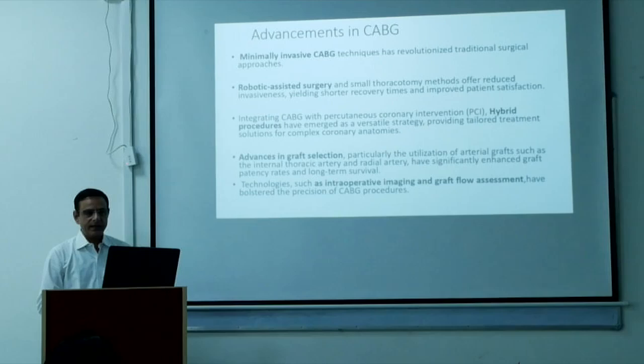So, there are some vessels which are difficult to bypass. They are deep. So, by stenting, we usually do a stent and, at the same time, bypass the other vessels. And as far as grafts are concerned, the latest is tissue engineering, particularly the utilization of total arterial grafts, as I just told you. We presently have intraoperative imaging and intraoperative graft flow measurement. So that whatever graft we have put, we just check on the table whether the graft is running or not.